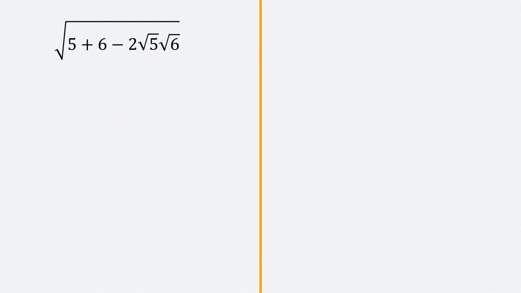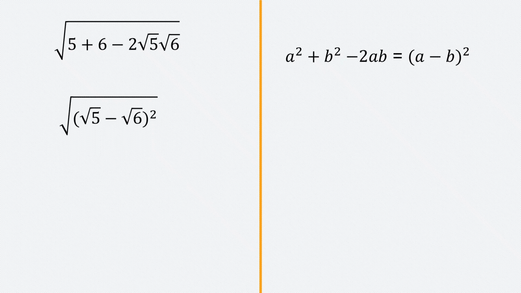Now the next thing we'll do is to apply this identity, which is a squared plus b squared minus 2ab equals a minus b all squared. And we know a is root 5 and b is root 6. So I'm going to have the square root of root 5 minus root 6 all squared under the square root sign.